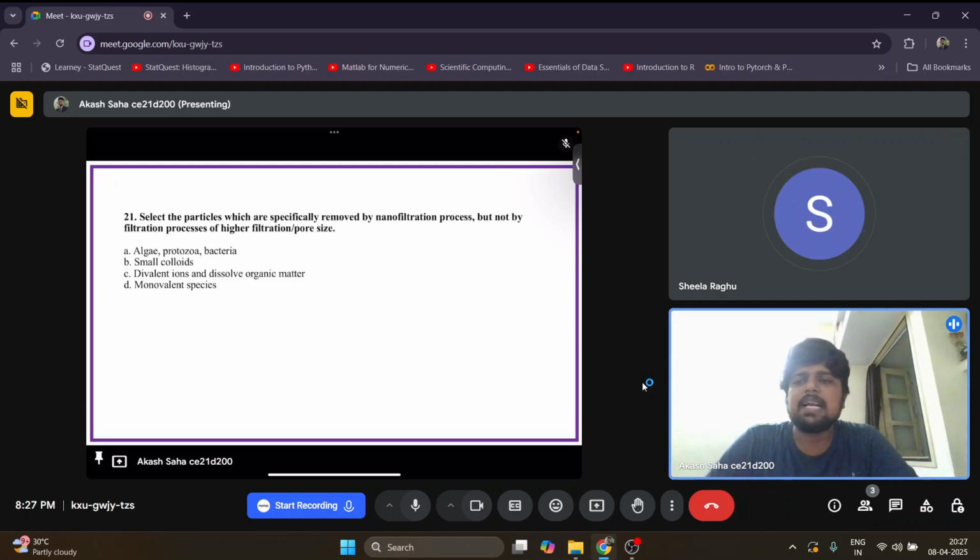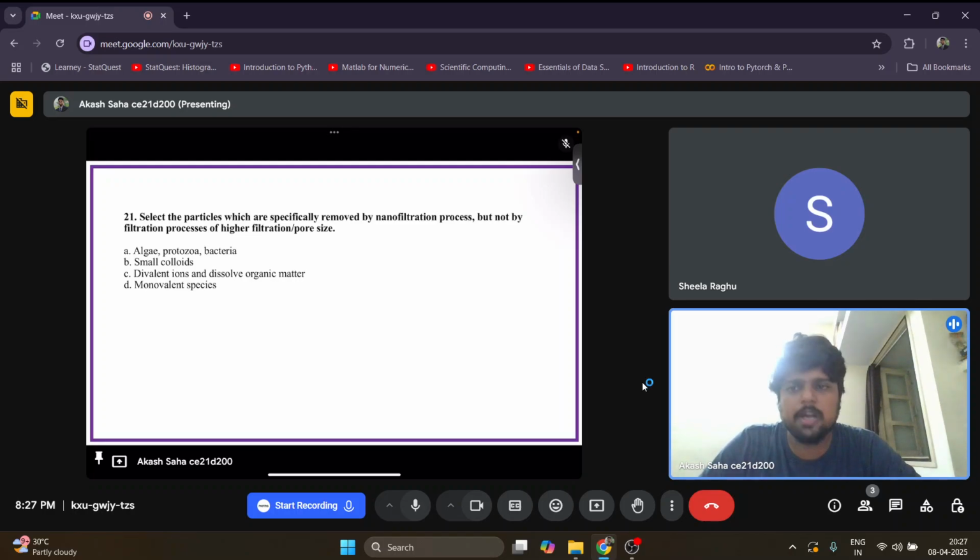Select the particles which are specifically removed by nanofiltration, but not by the filtration of higher filtration. We have different types of filtration: one is micro, then ultra, then nano, and reverse osmosis. So what does nanofiltration remove? Is it algae, protozoa, or bacteria?